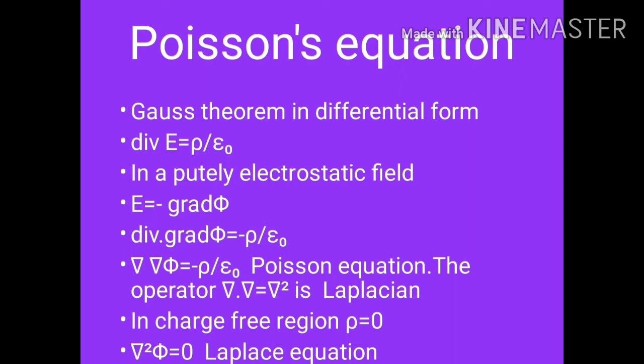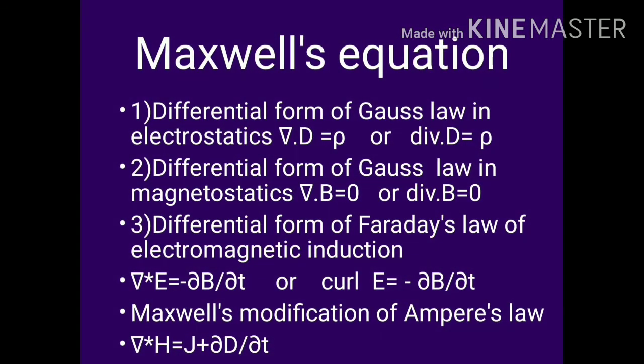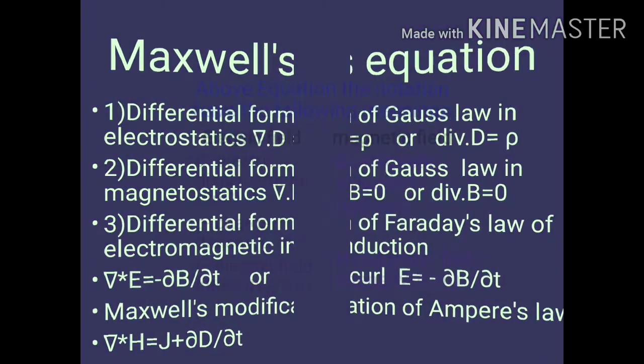It is the Laplace equation. Maxwell's equations: the differential form of Gauss law in electrostatics, del dot D equals rho, or div D equals rho. Differential form of Gauss law in magnetostatics, del dot B equals 0, or divergence B equals 0. Differential form of Faraday's law of electromagnetic induction, del cross E equals minus dou B by dou t, or curl E equals minus dou B by dou t. Maxwell's modification of Ampere's law, del cross H is equal to J plus dou D by dou t.